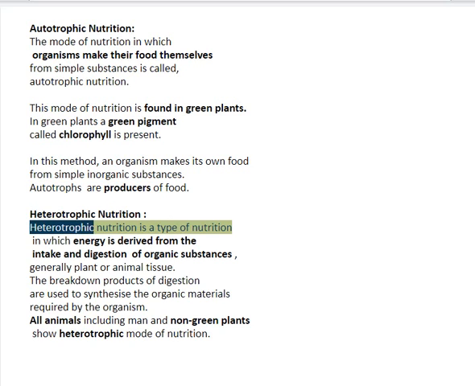Heterotrophic nutrition. Heterotrophic nutrition is a type of nutrition in which energy is derived from the intake and digestion of organic substances, generally plant or animal tissue. The breakdown products of digestion are used to synthesize the organic materials required by the organism. All animals, including man, and non-green plants show heterotrophic mode of nutrition.